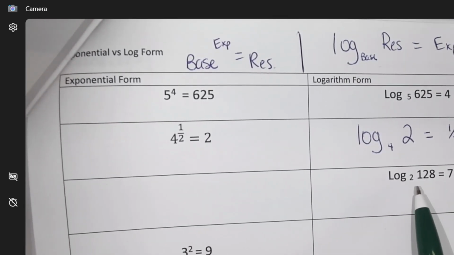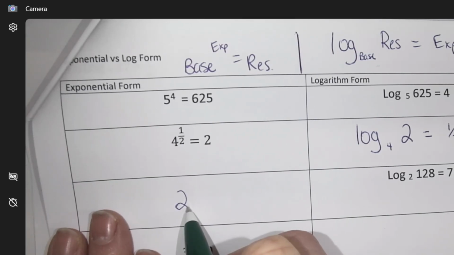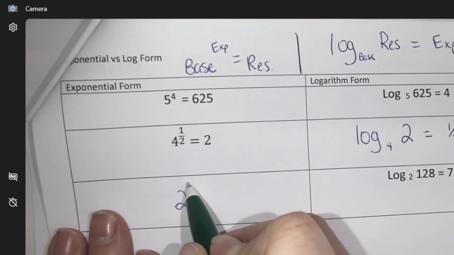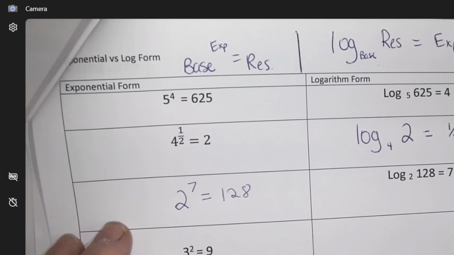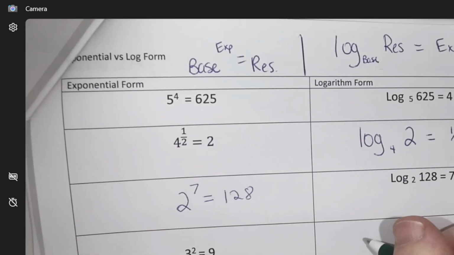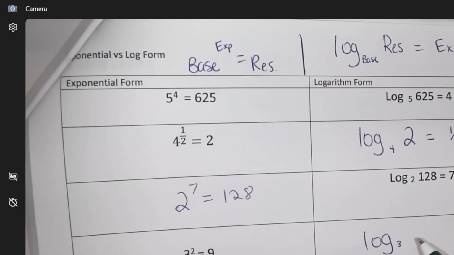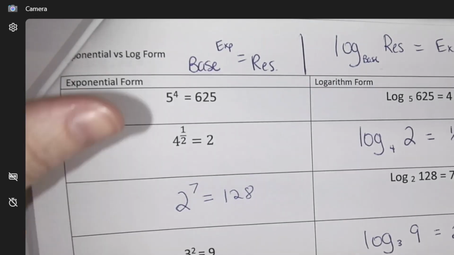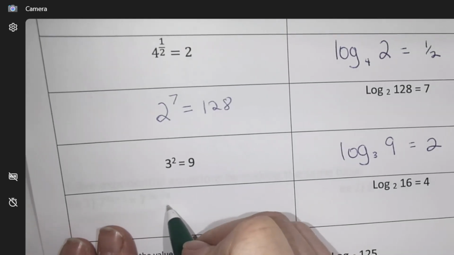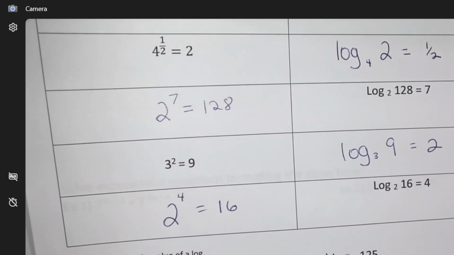Okay, this one. So what's the base? We're going to go to exponential here. So the base is 2. What's the exponent? 7 equals the result. Okay, log. So the base of this was the 3. The result was 9 equals 2. Okay, and then the last one going to exponential. So the base was 2. 4 was the exponent. 16 was the result.